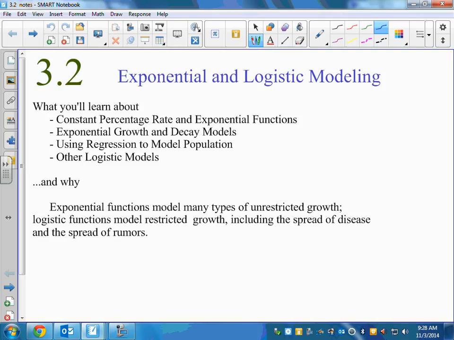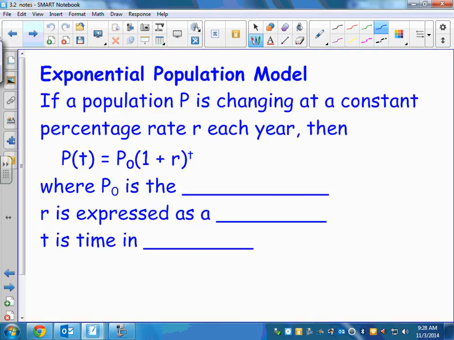This is what the book says you need to learn today. Exponential functions model many types of unrestricted growth. Logistic functions model restricted growth, including the spread of disease and the spread of rumors, which is just a joke to me, but apparently we can model the spread of a rumor and see that it grows. At some point, it's like population. At some point, it's reached the maximum number of people that it's going to reach. It makes me laugh. It's my favorite math application, saying we can talk about the spread of rumors.